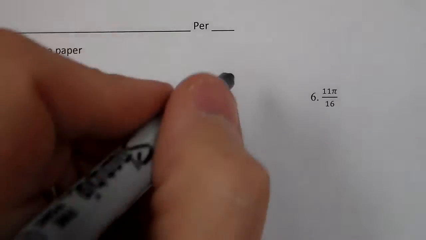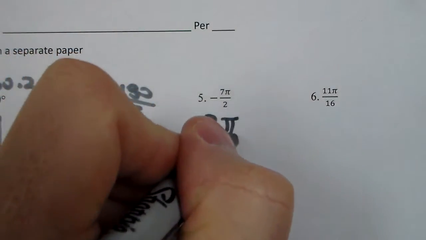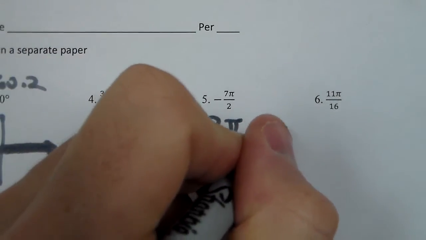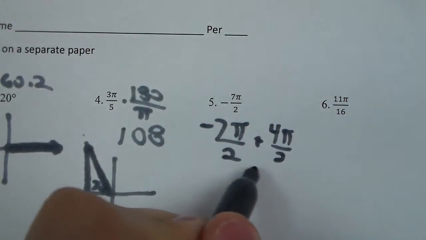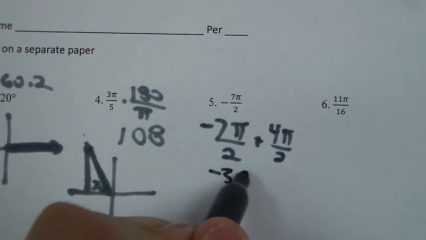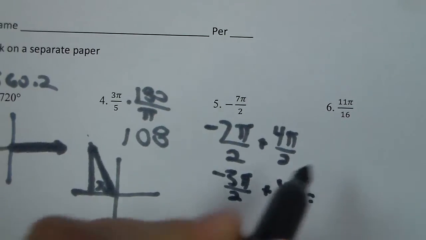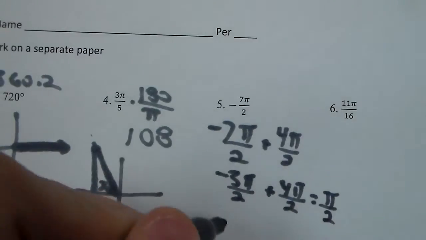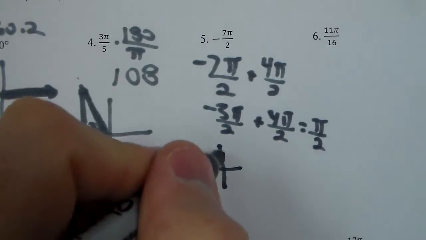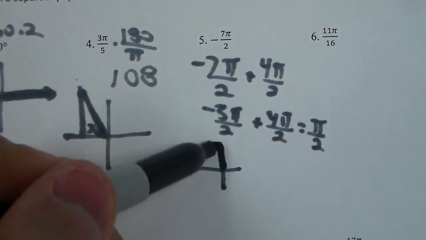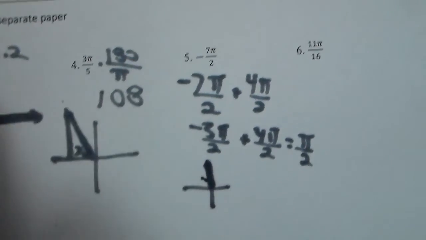Negative 7 pi over 2, I'm going to add 2 pi to that. And 2 pi in that case would be 4 pi over 2. So this comes out to be now negative 3 pi over 2. If I add 4 pi over 2 to that again, it comes out to just be pi over 2. Now pi over 2 is just on the 90 degrees. It's the vertical axis. It'll be right here.